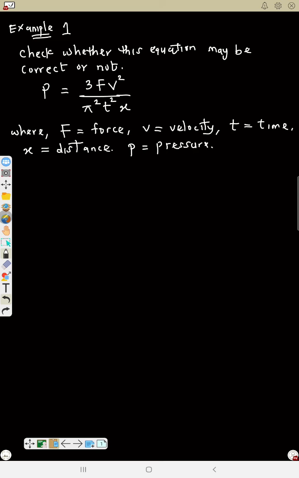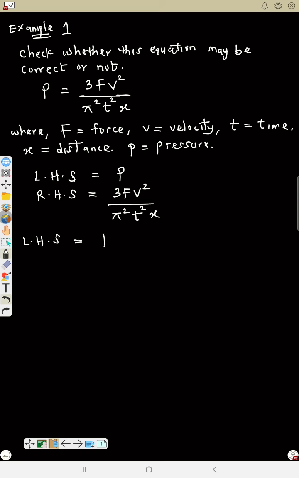Now to check whether this is dimensionally correct, we need to check the left hand side. Here the left hand side is pressure, while the right hand side is 3F v square divided by pi square t square x. So now let's confirm one by one. I'm starting with the left hand side, the formula, that is pressure.